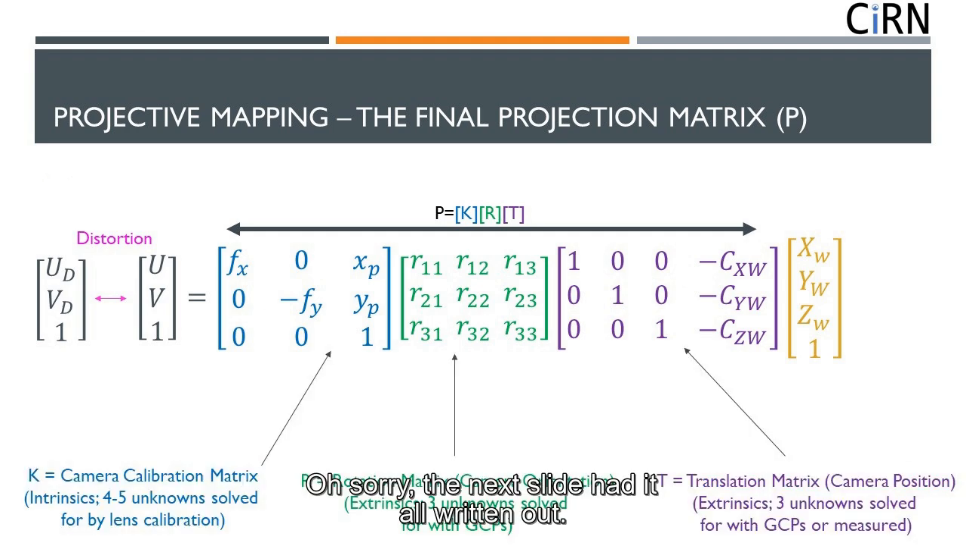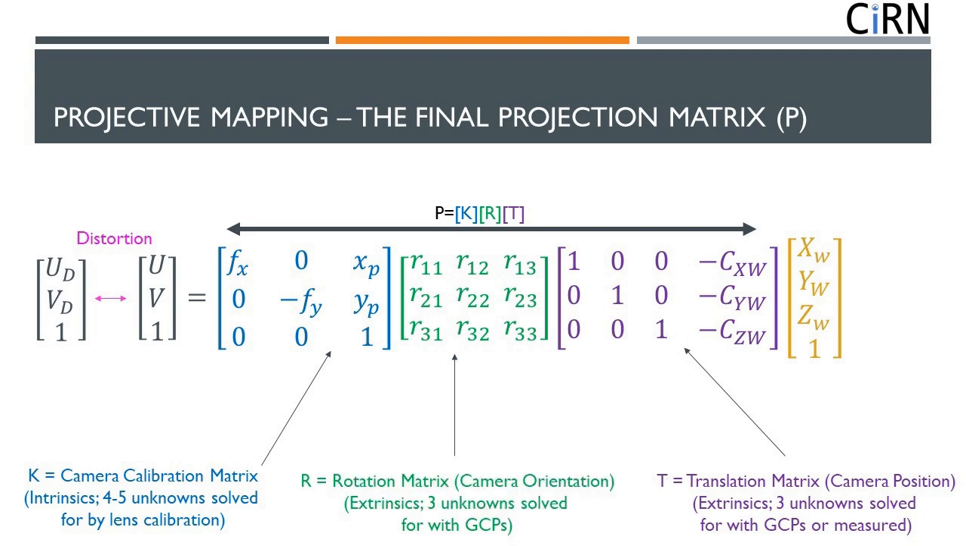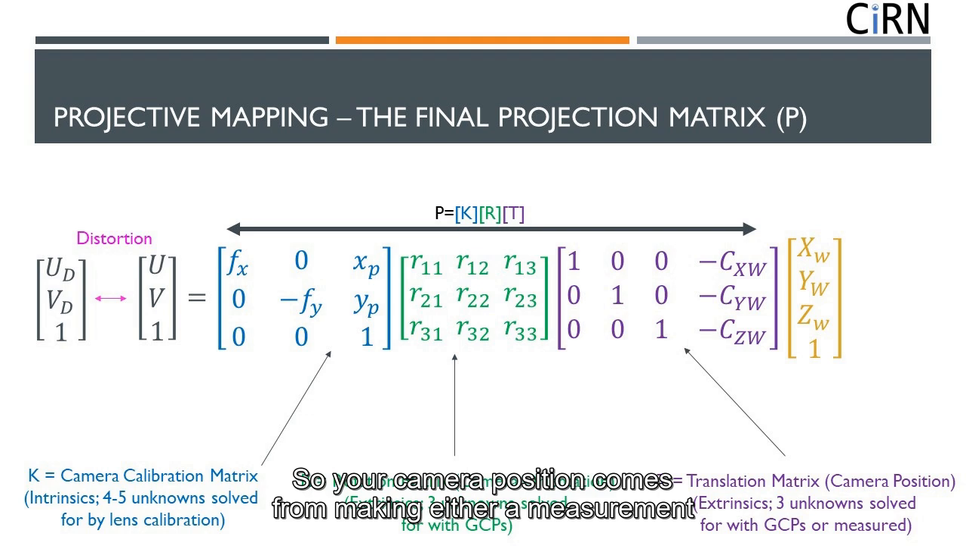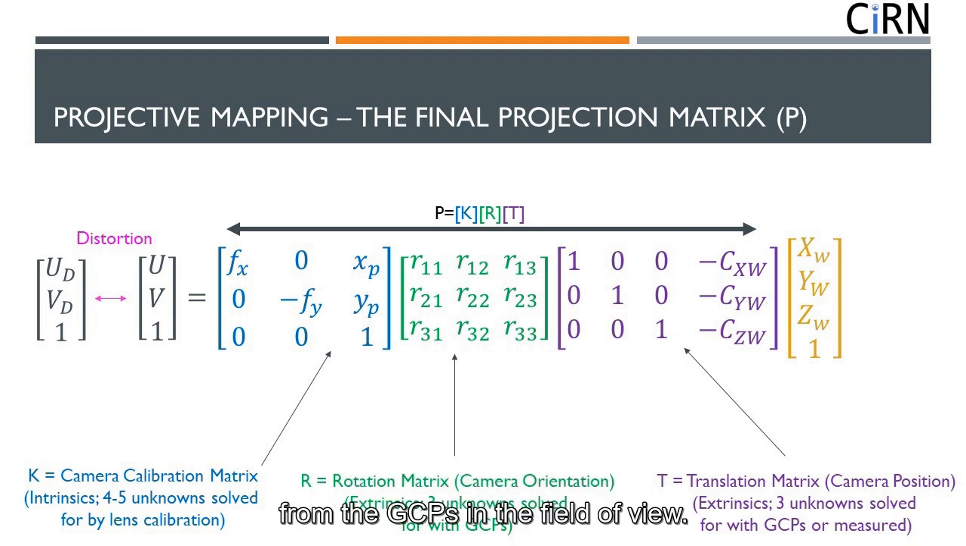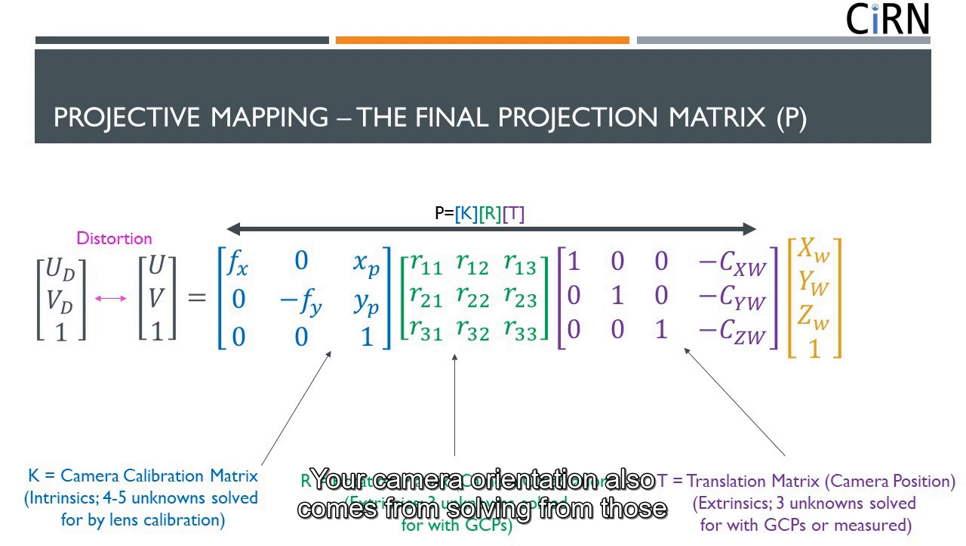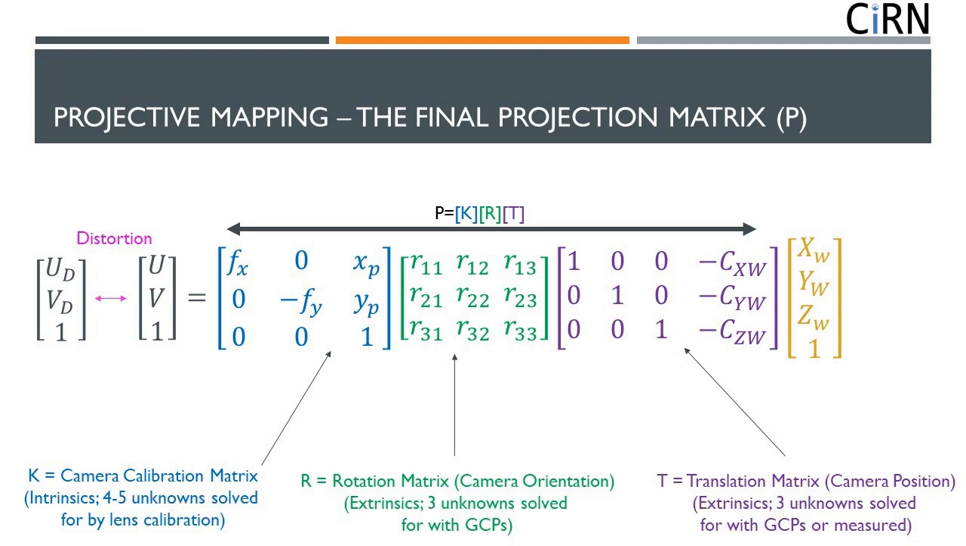Oh, sorry, the next slide had it all written out. So this tells you where you can get all those pieces of information. So your camera position comes from making either a measurement of the location of the camera or more precisely by solving from the GCPs in the field of view. Your camera orientation also comes from solving from those GCPs in the field of view. And your intrinsics comes from the lens calibration.